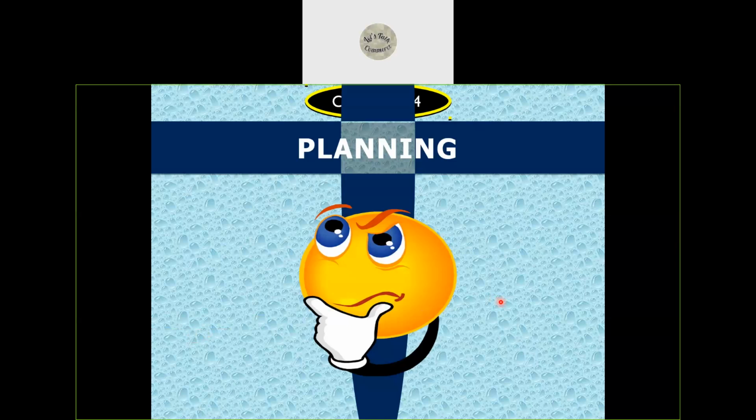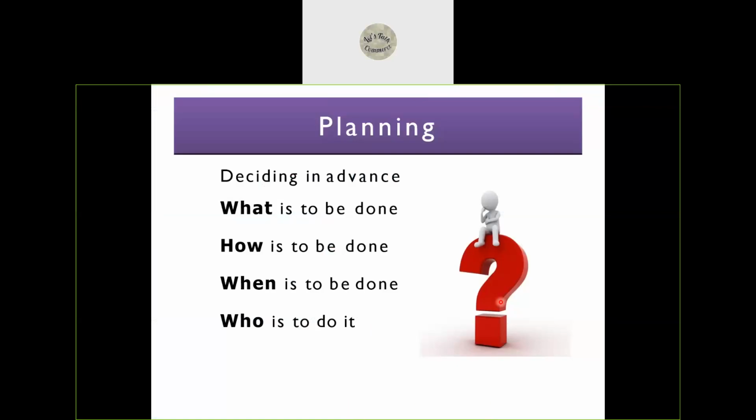Now, can you see this beautiful picture given over here? What is this emoji doing? This emoji is thinking in very depth. What is he thinking about? His future course of action. He has some goal in his mind and he is thinking how to achieve the goal. This emoji is clarifying what planning is all about.